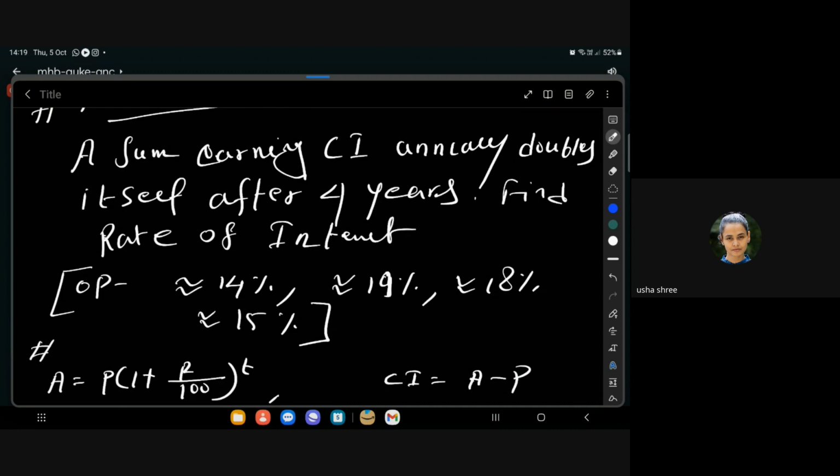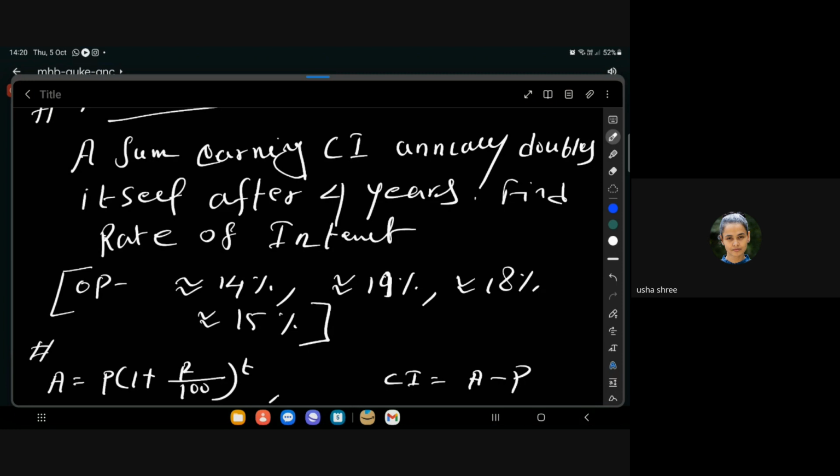A sum earning CI annually doubles. A sum is getting doubled. So from this sentence, you can easily find out the principal, amount, and interest. Now they have given you the time. You have to find out only R.